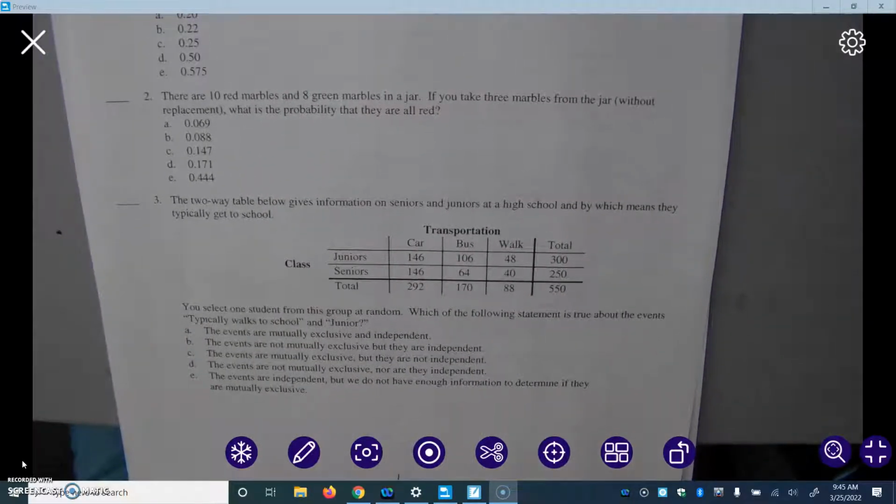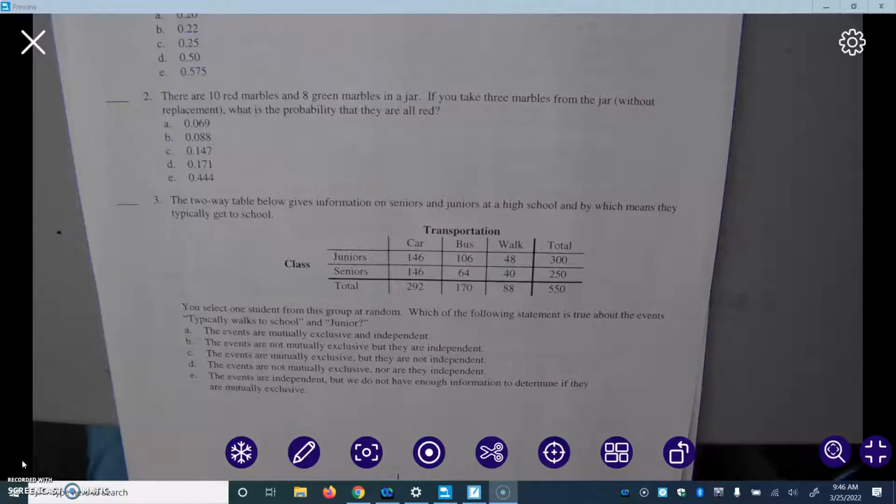Question 3. The two-way table below gives information on seniors and juniors at a high school and by which means they typically get to school. You select one student from this group at random. Which of the following statements is true about the events typically walks to school and junior?